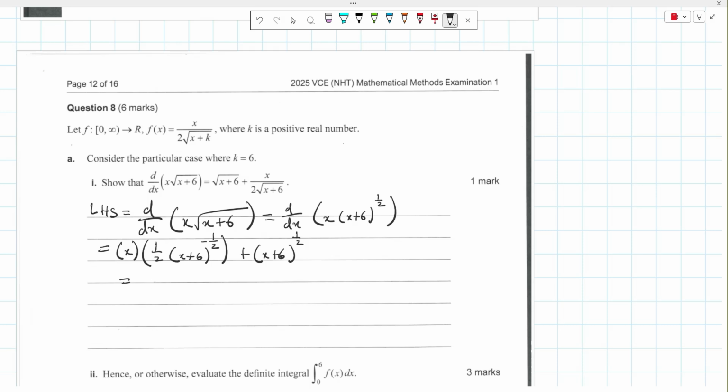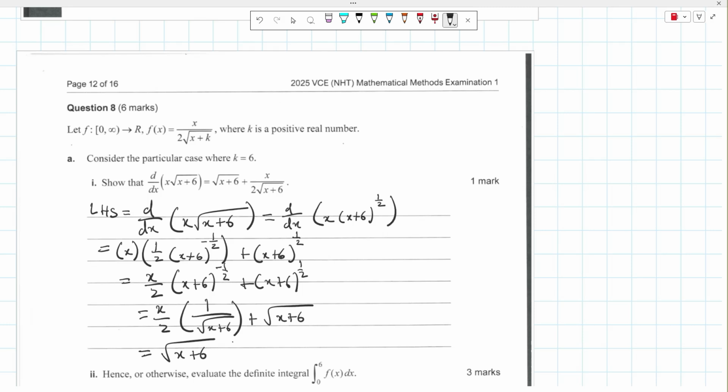Now, anything to the power of half or negative half, right? X to the power of half is root x. X to the power of negative half is 1 over root x. So let's just apply that here. We get x over 2 times x plus 6 to the negative half plus x plus 6 to the half. So we get x over 2 times 1 over root x plus 6 plus root x plus 6. And that's really just root x plus 6 plus x over 2 root x plus 6.